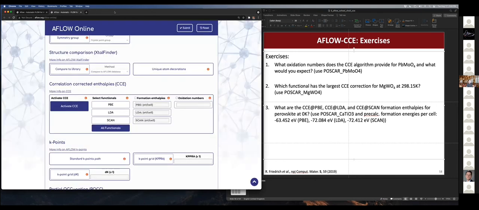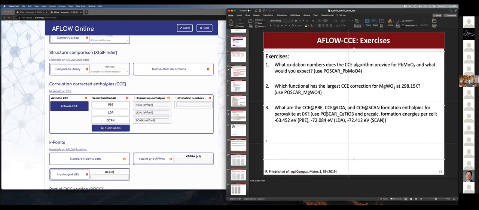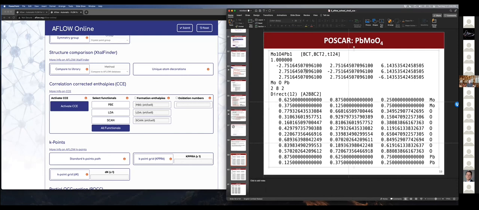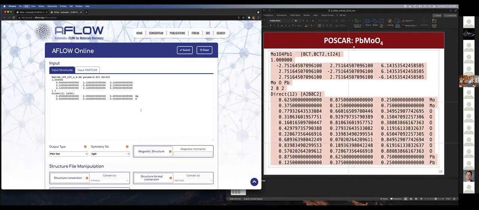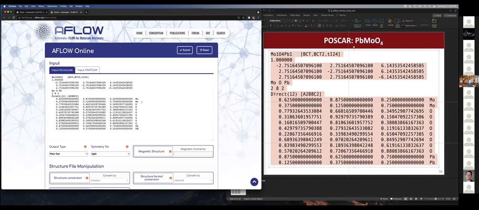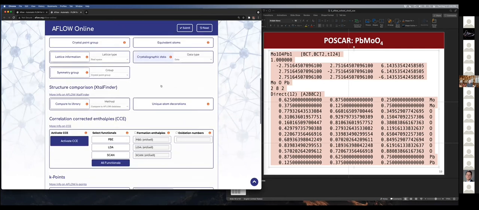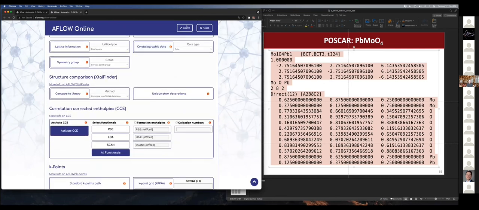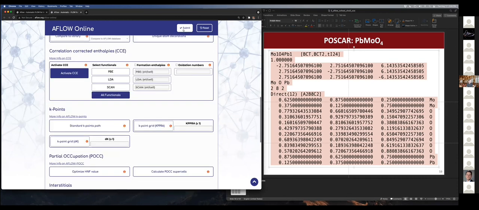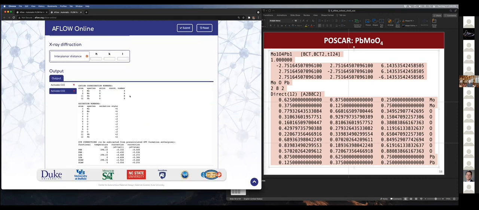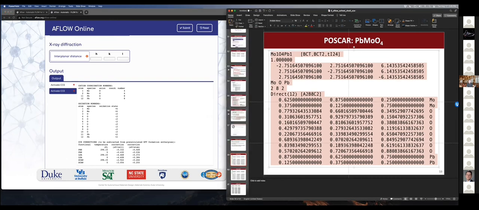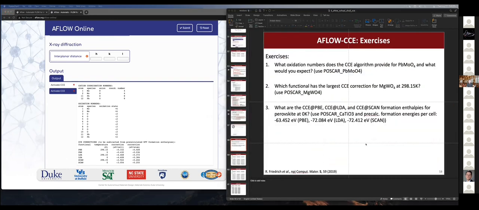Okay, so let's go through the exercises together. The first one, we're going to grab our structure here, plug it into the web module, and then I'll activate CC for all functionals and hit submit. And you'll see that the question is, what are the oxidation states that it provides and does it make sense?